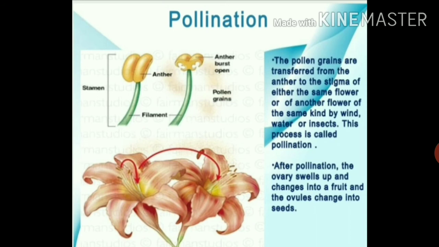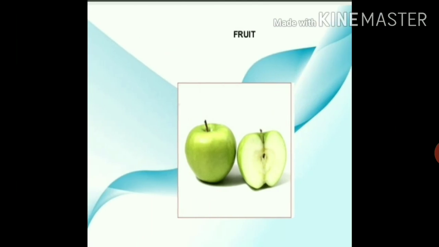So after pollination the ovary swells up and changes into fruit and the ovule changes into seeds. And the matured ovary forms the fruit. Now students, you can see in the picture also how ovules are converted into seed and the matured ovary forms the fruit. So I hope this is clear to you.